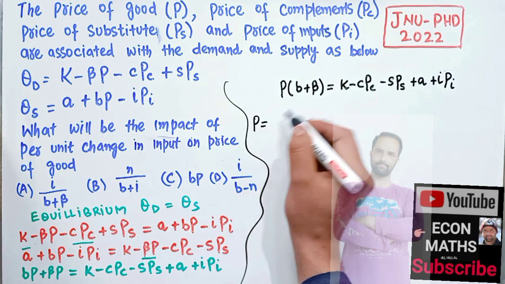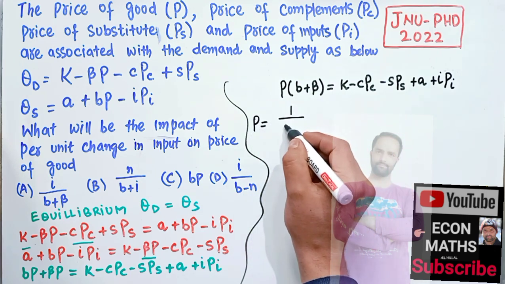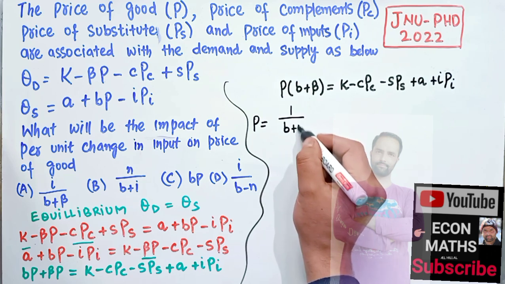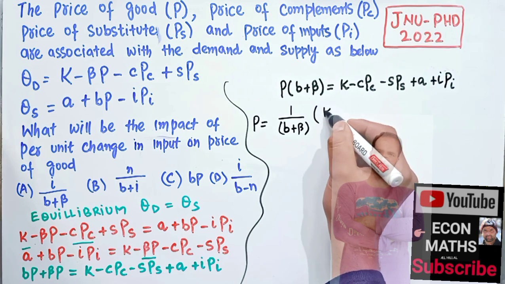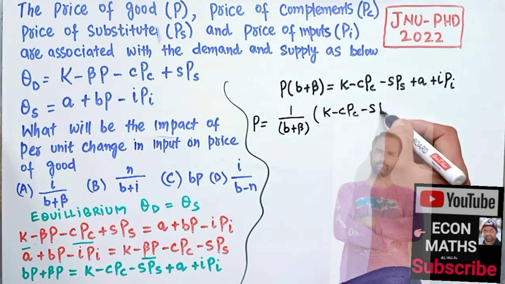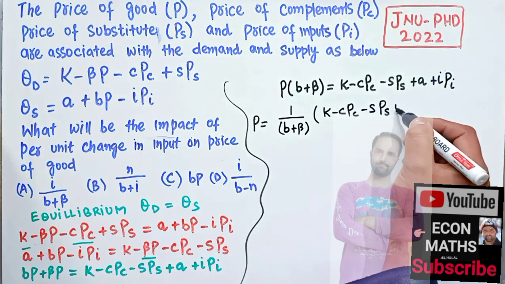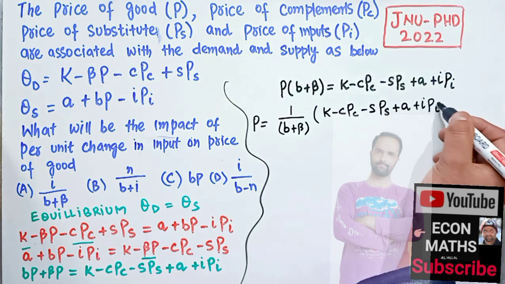Or I can write P is equal to, if I transpose this, it will get divided, so it will become one over B plus beta times this whole K minus C, the price of complement, minus S times the price of substitute, plus A plus I times the price of input.